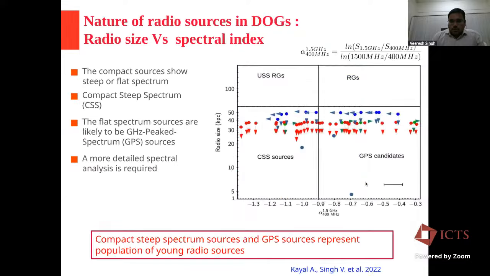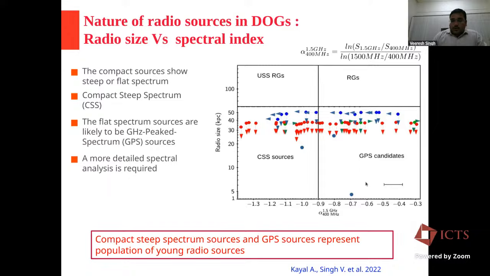So here is a radio spectral index, which is just a 2-point spectral index, and we are plotting radio size versus spectral index. And what we are finding is that many of these sources are compact steep spectrum sources, because they are compact and their spectral index is very steep. And in some cases, we get a flat spectral index, and we guess that these could be gigahertz peaked spectrum like sources, but we need to do a detailed analysis, which we are doing at the moment.